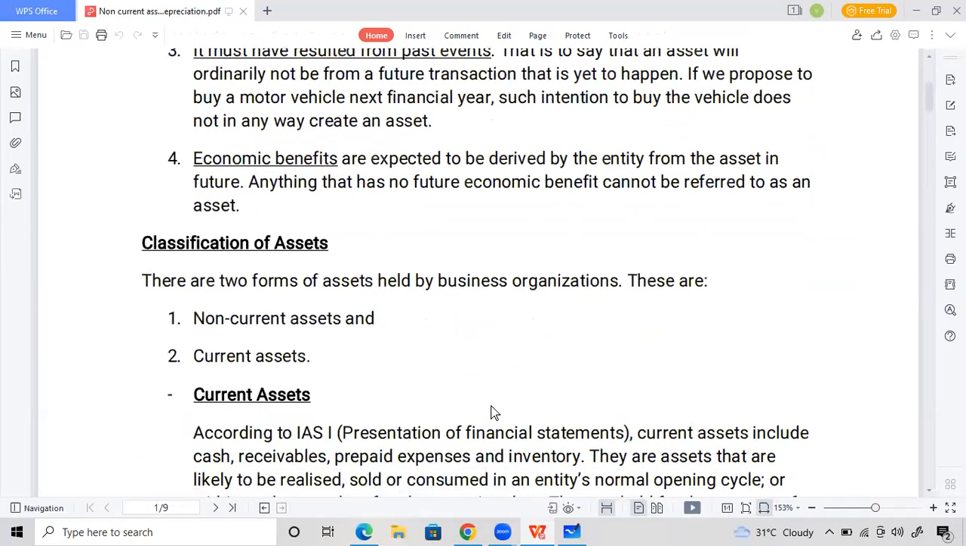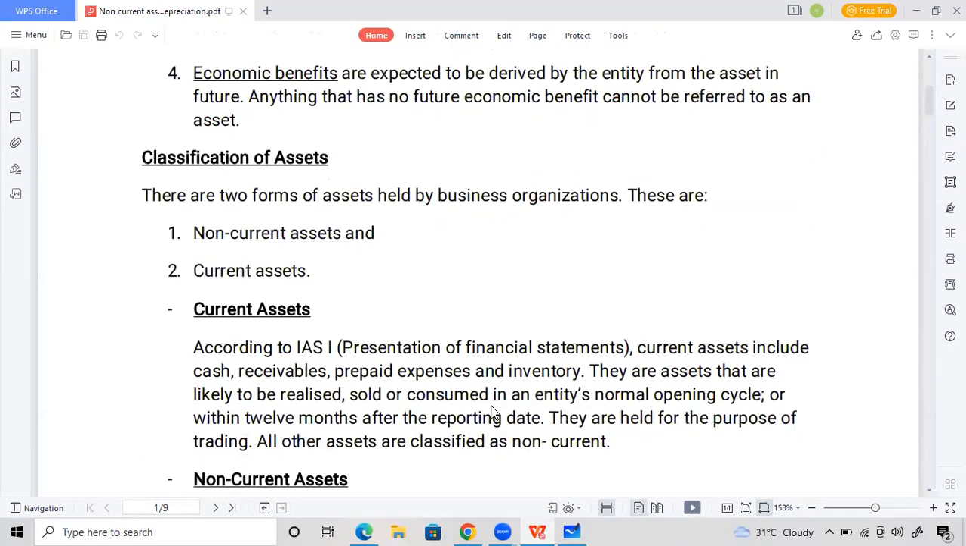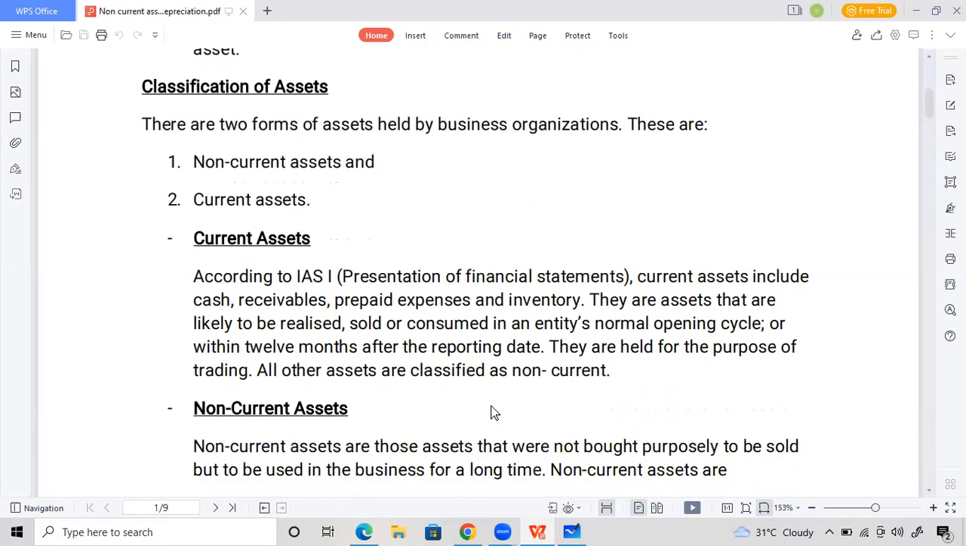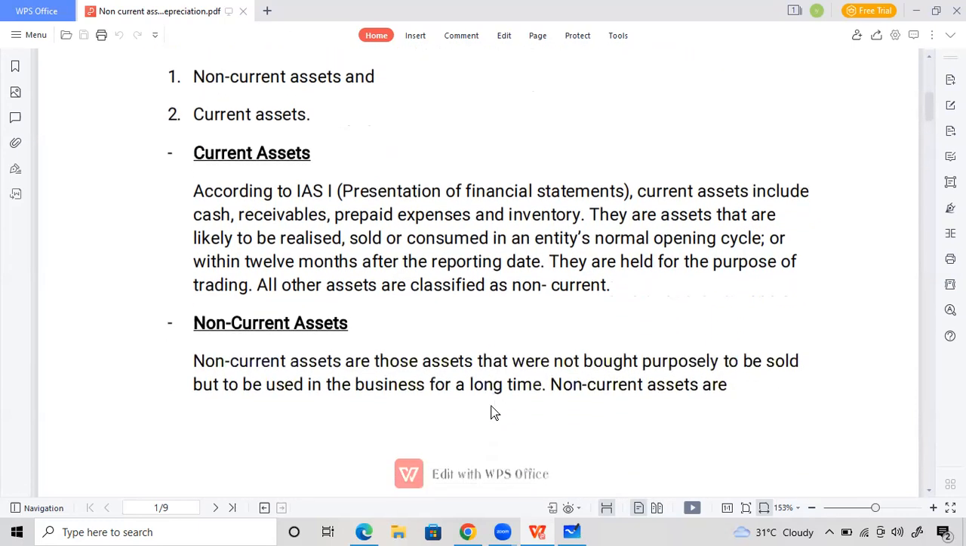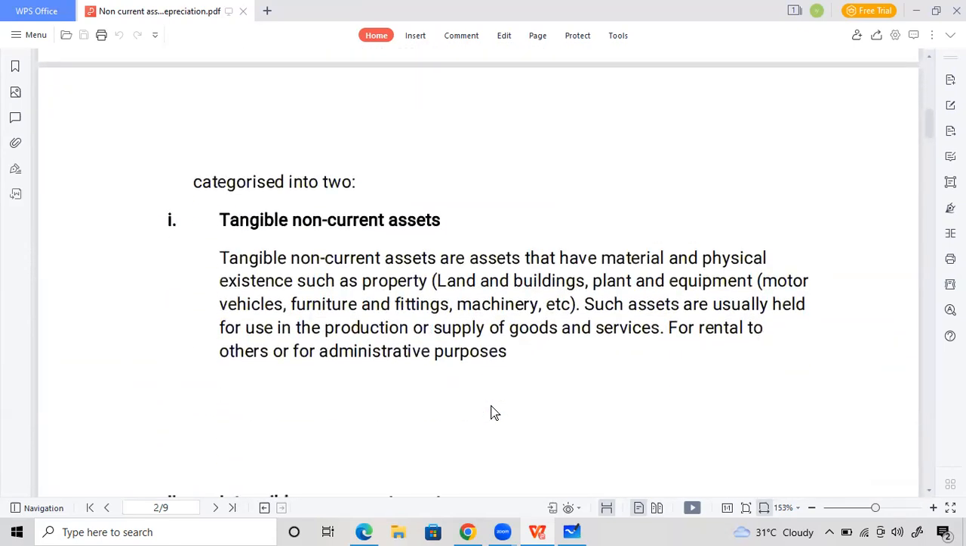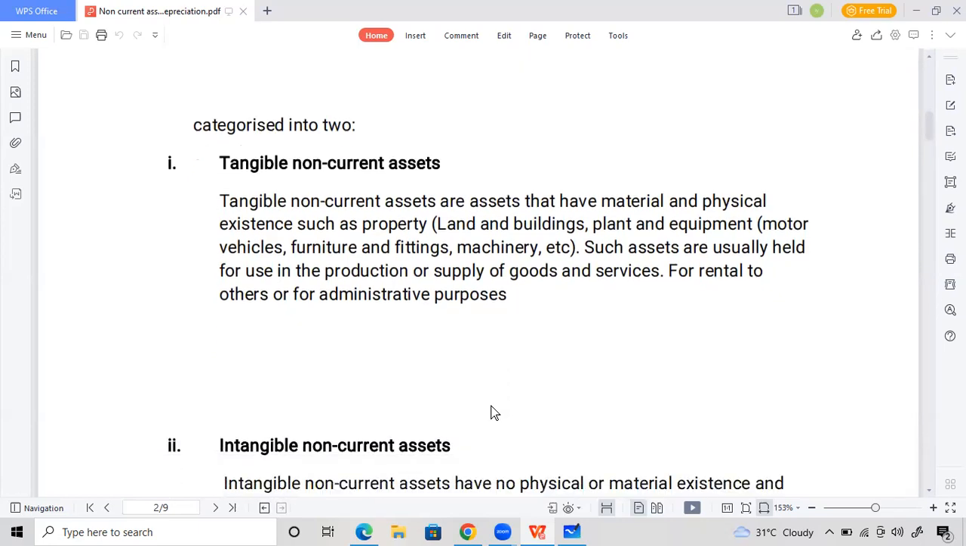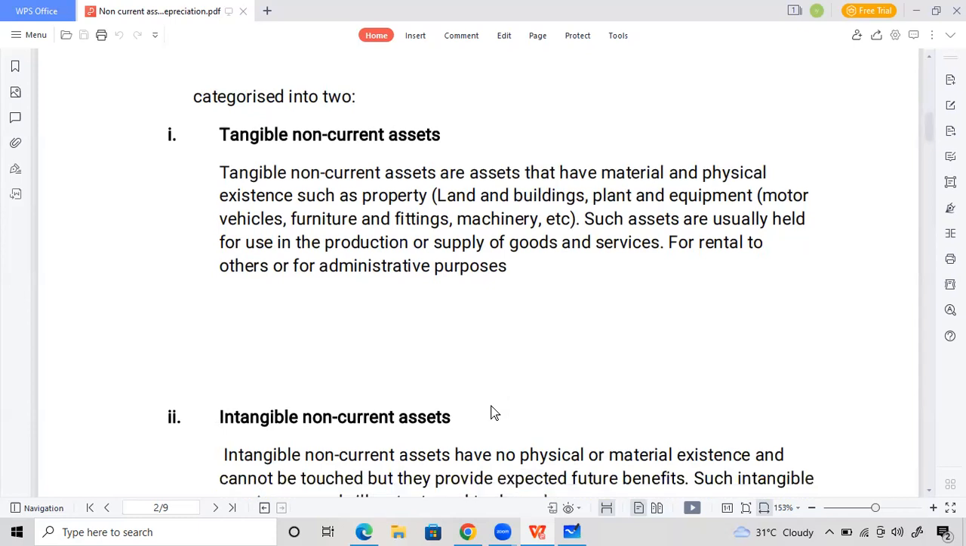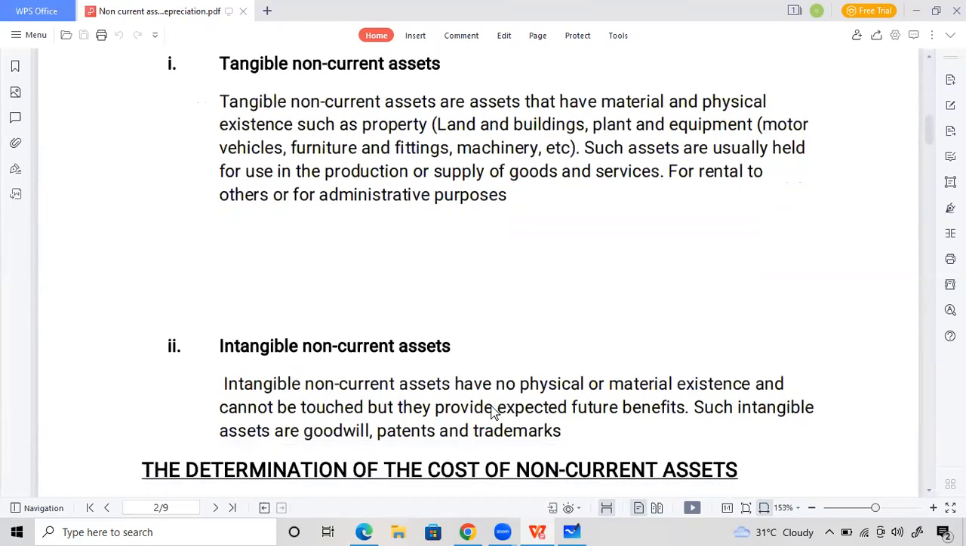Classification of assets, just like what I was explaining as well. There are two forms of assets held by a business organization. They are non-current, and we also have current. And like I explained earlier, the non-current asset is further divided into two. We have the tangible non-current asset, and we also have the intangible non-current asset.